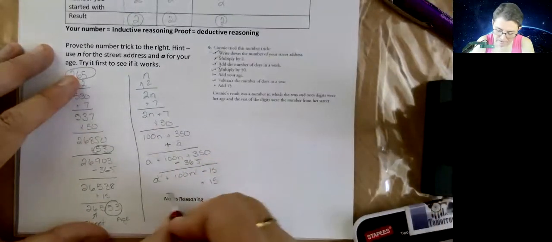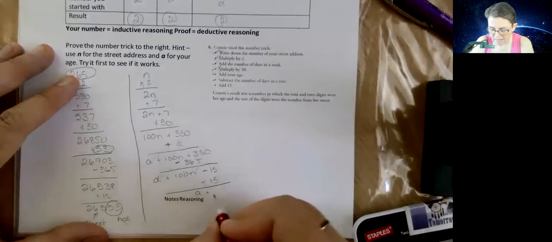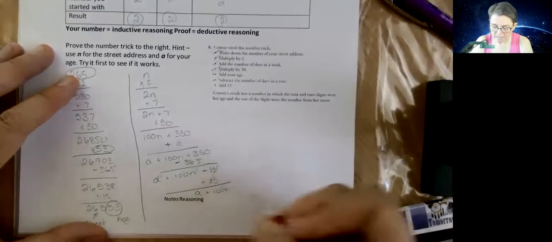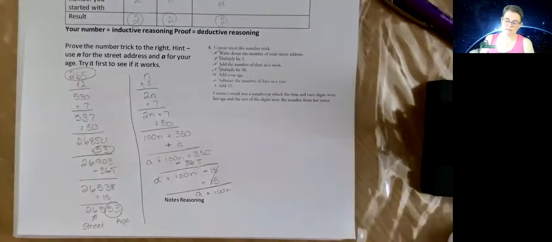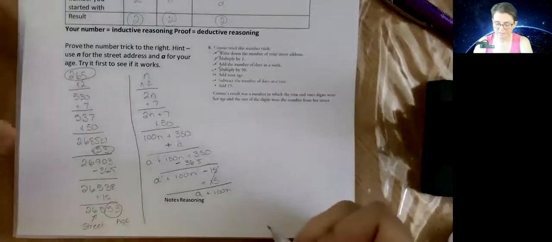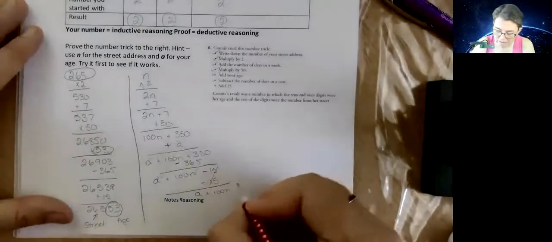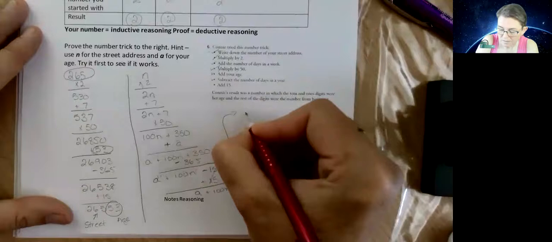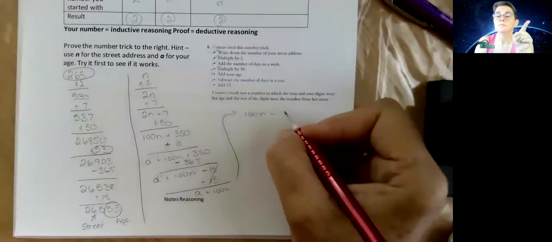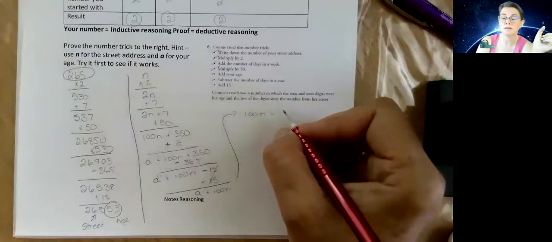And then the last thing it says is add 15. Sorry. At that point, I was kind of hoping you wouldn't be able to see me do that. So add 15. It's going to be A plus 100n, and these two just cancel each other out. So how does this work? Well, there's our proof. Now let's go up here. The 100n, what that does is it moves the street address 2 decimal places over. So it's at the front.